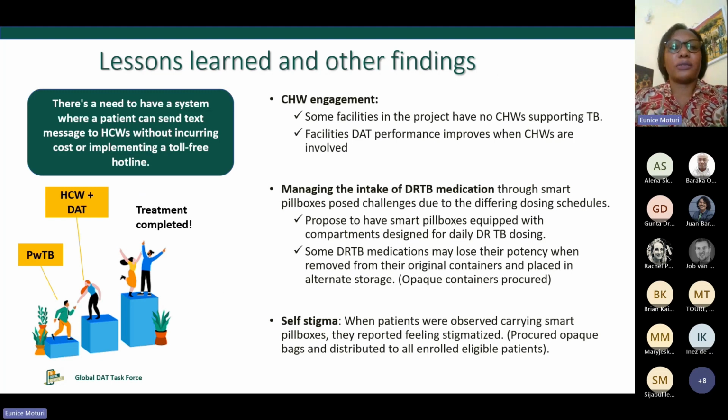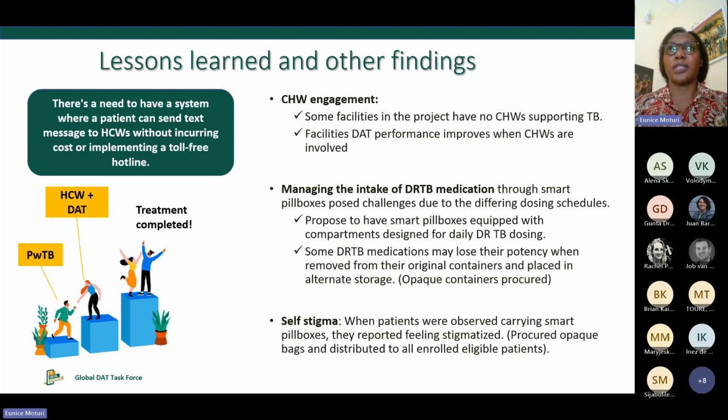The lessons learned and other findings. We believe there's a need to have a system where the patients could communicate to the healthcare workers without necessarily being charged to send messages or to make calls. Or at least we should have a toll-free hotline where patients can communicate to healthcare workers whenever they encounter any challenges at home.